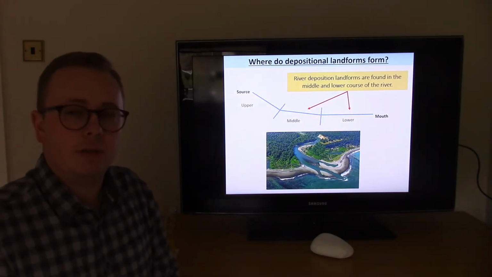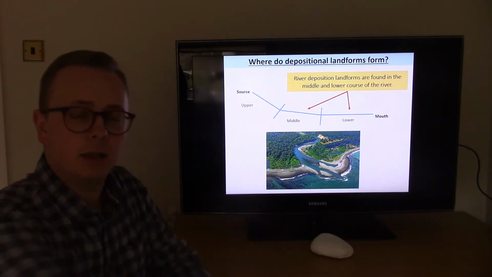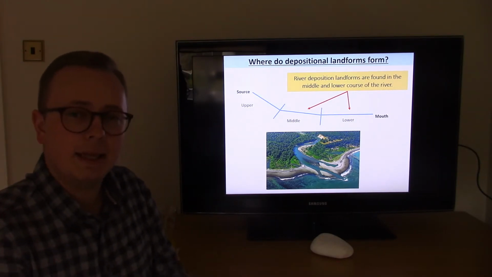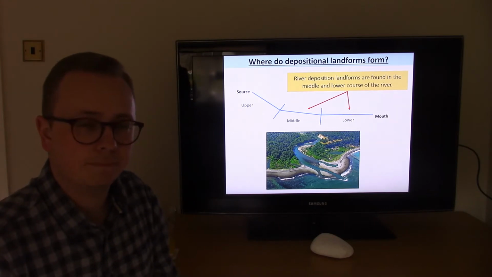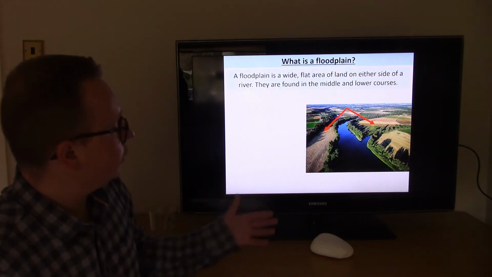So where do depositional landforms form? Well, it's in the middle and lower course of the river. Mainly in the lower course is where we see the biggest of these depositional features though. So our first feature is a floodplain.